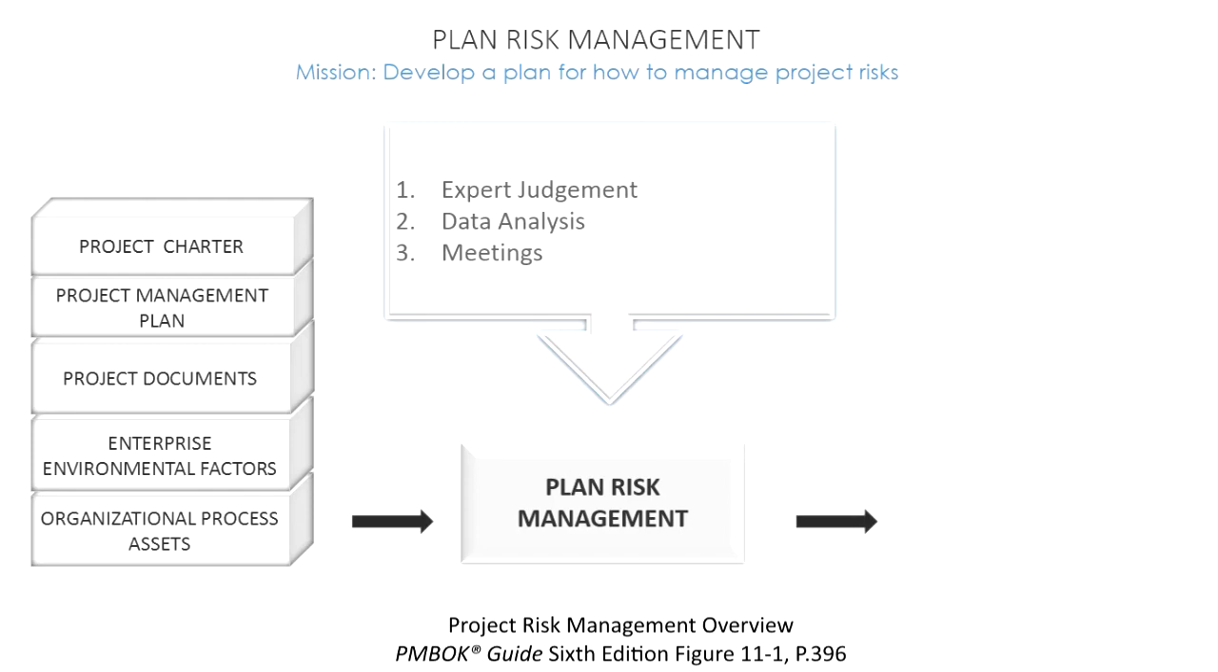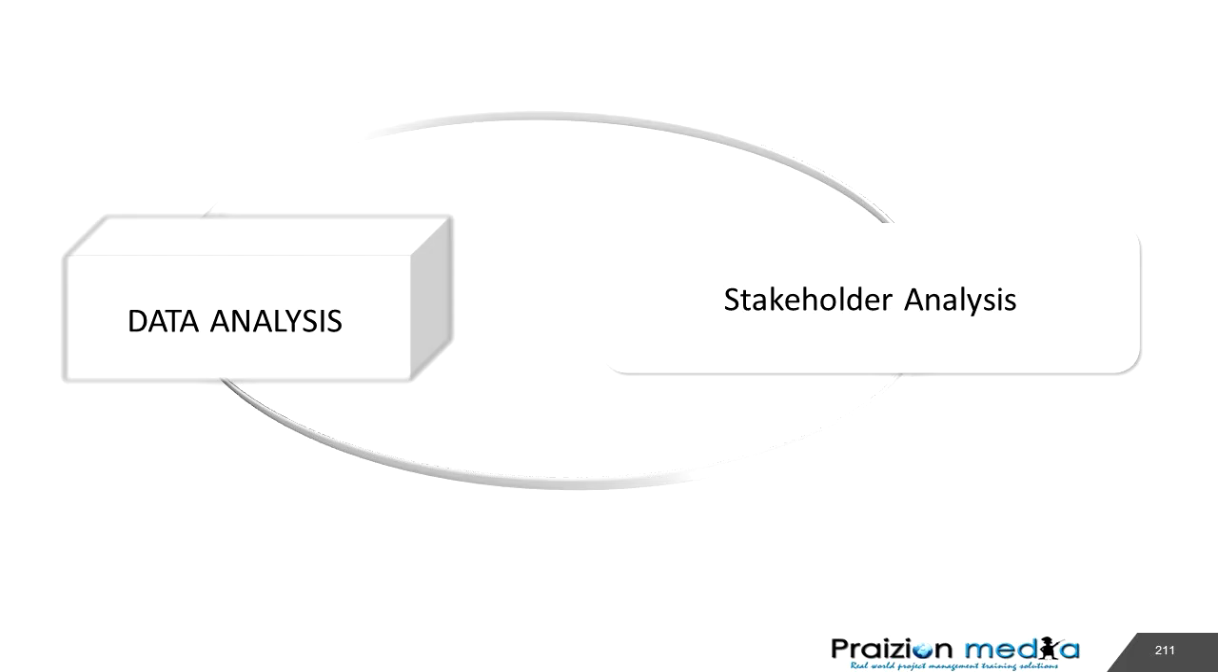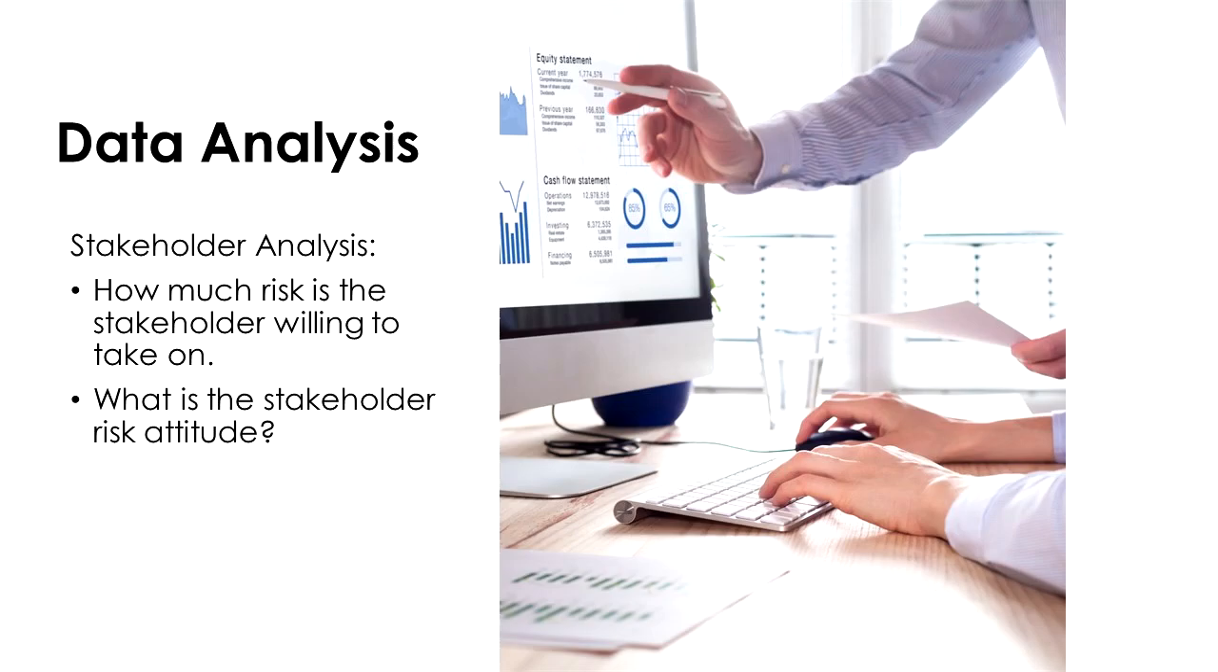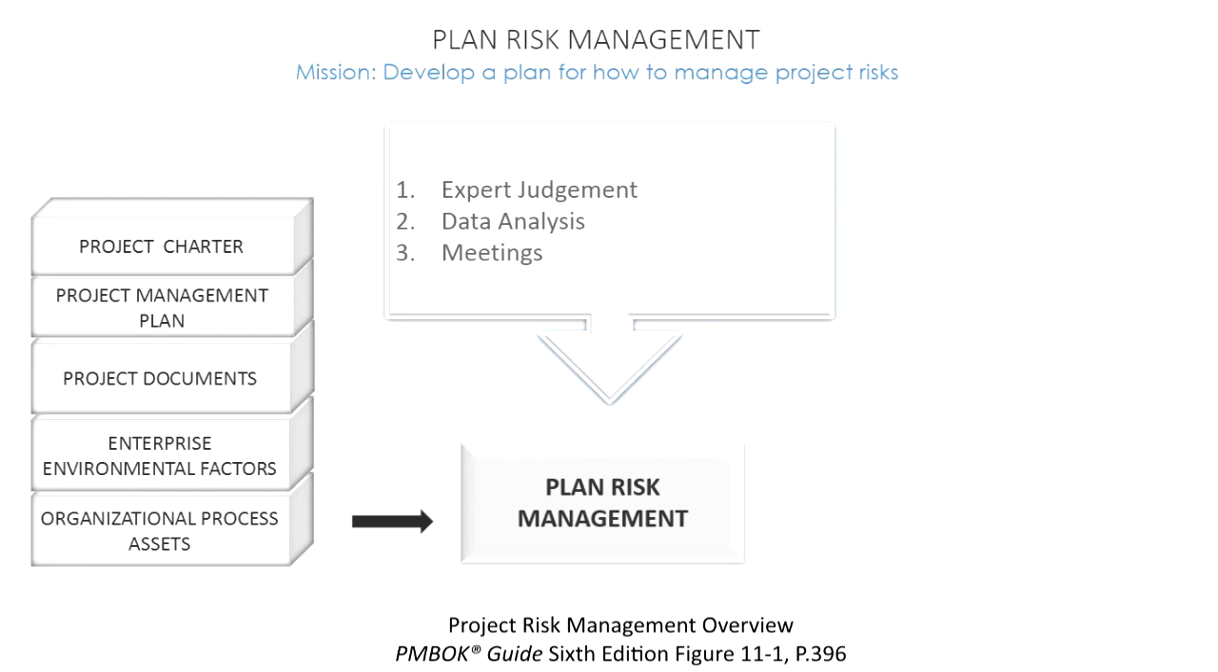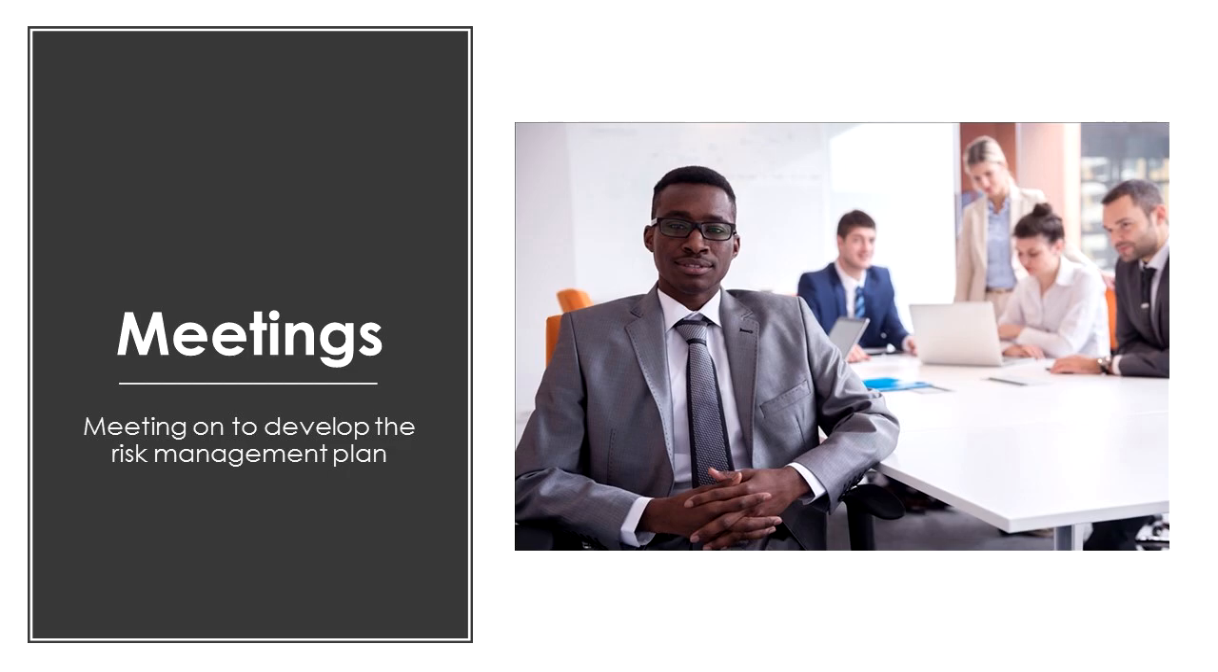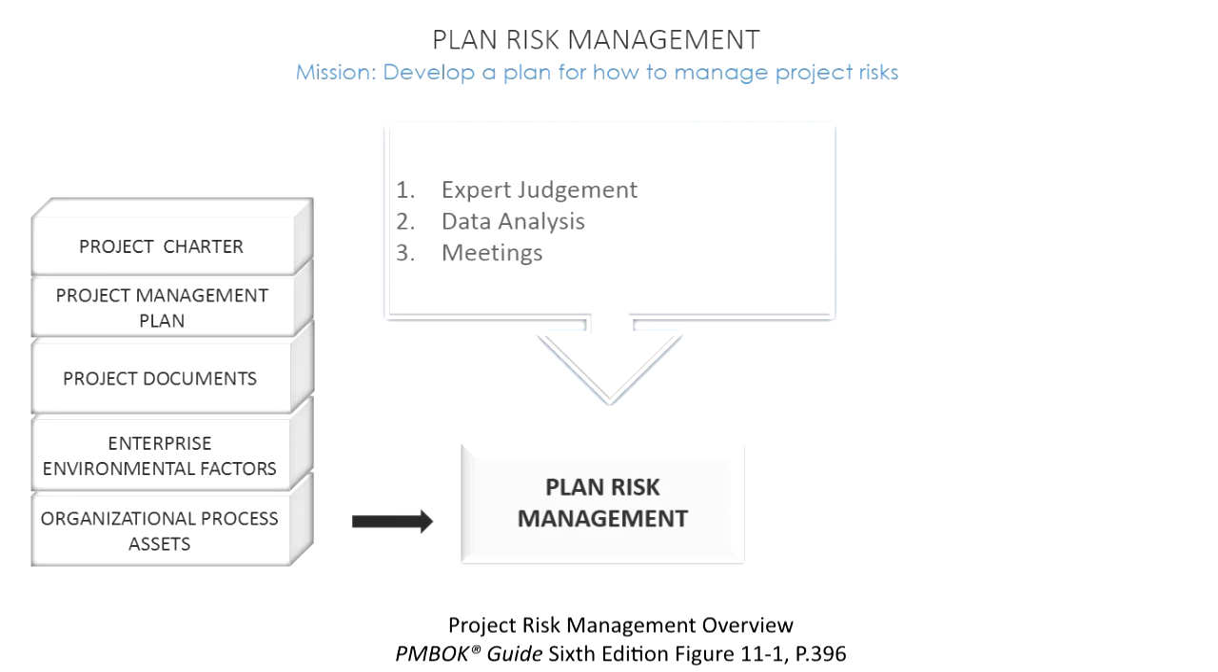The next tool and technique is data analysis. The data analysis that we focus on here could include stakeholder analysis as we seek to determine the risk appetite of our project stakeholders. In other words, how much risk are they willing to take on to achieve the project's objectives? The final tool and technique here is meetings. We need meetings to facilitate the meeting of the minds regarding expert judgment and the data analysis that we'll be conducting in this process.